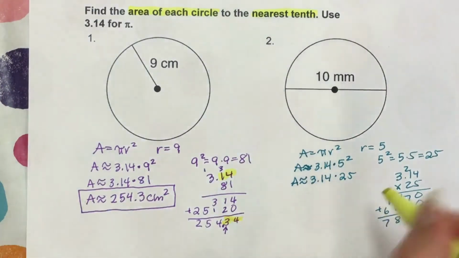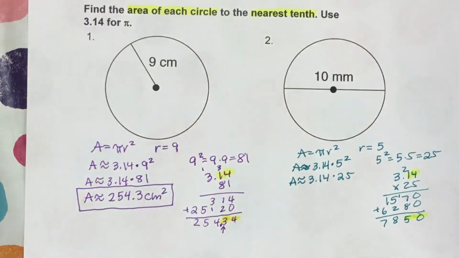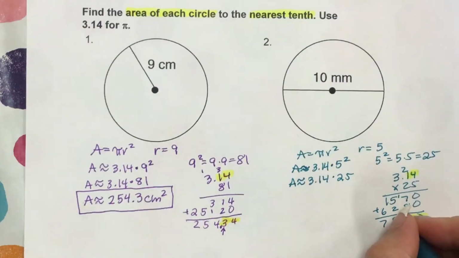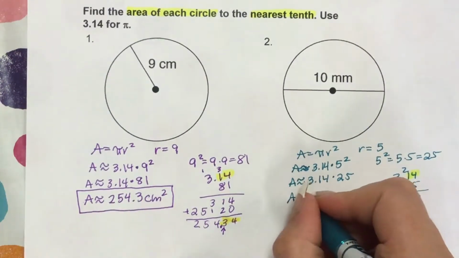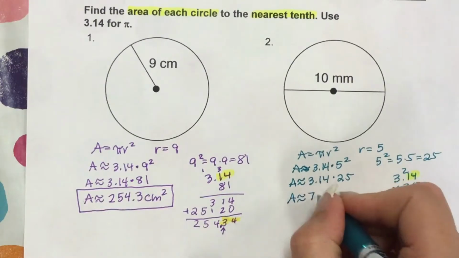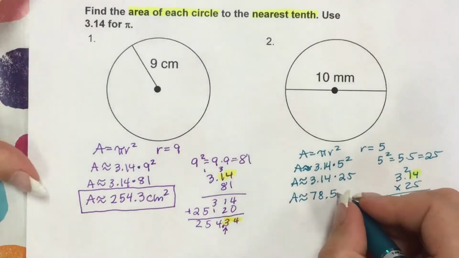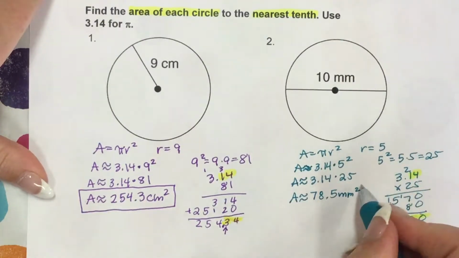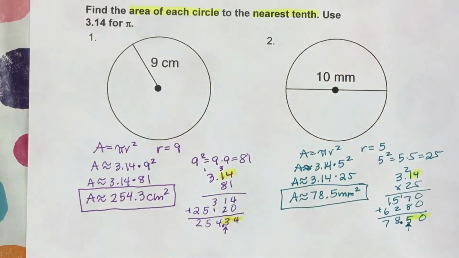We need to figure out where to put the decimal place. In our problem, there's 2 decimal places. That means in our answer, there's going to be 2. So it's 78.5. This is rounded to the nearest tenth. So we look here, and that's just a 0. So we're just going to leave it as area is approximately 78.5, and this is in millimeters squared. So to get the problem right, you have to put those units, and those units have to be squared. Whenever you're talking about area, the units will always be squared. All right?